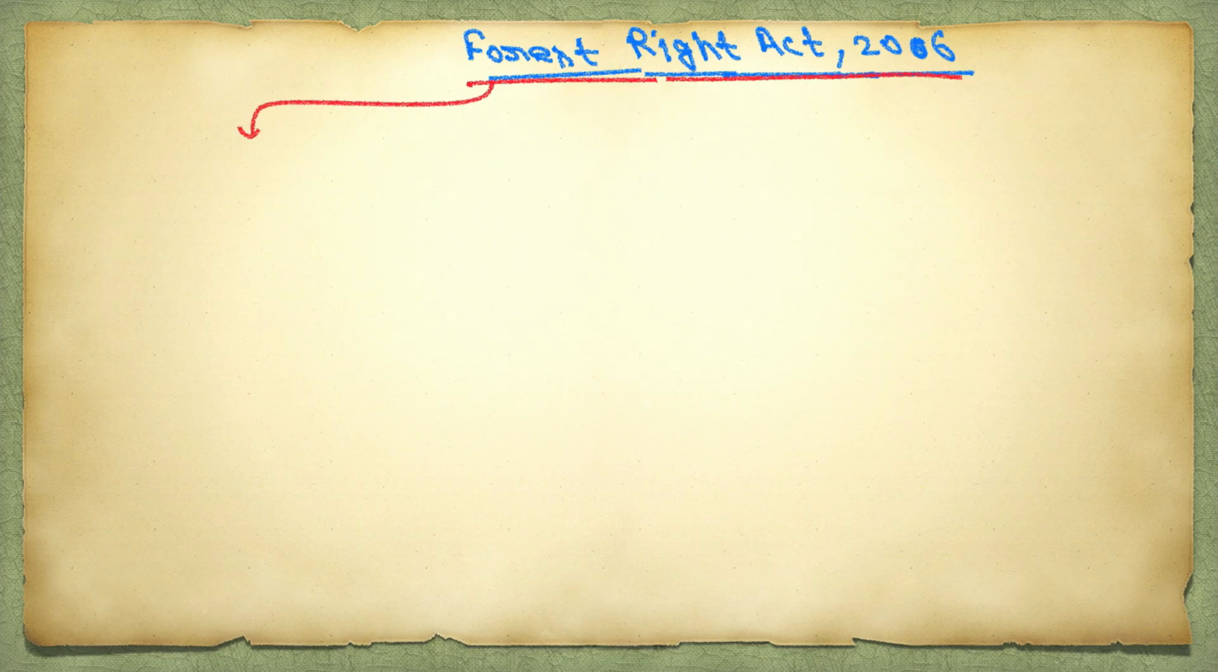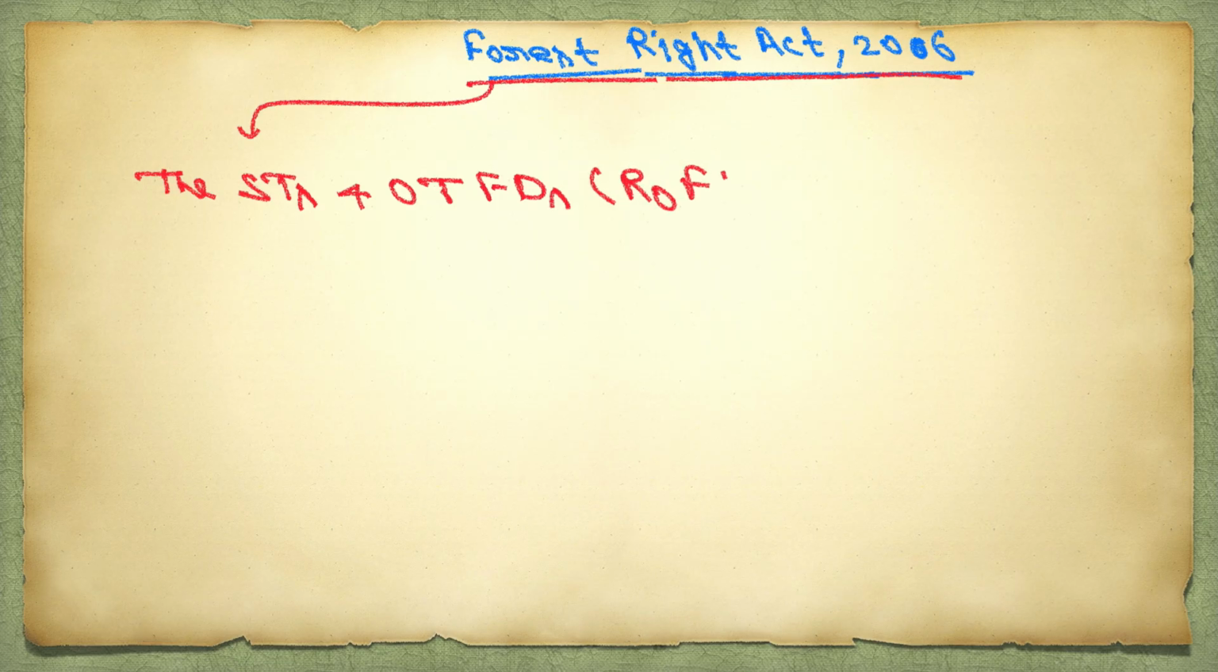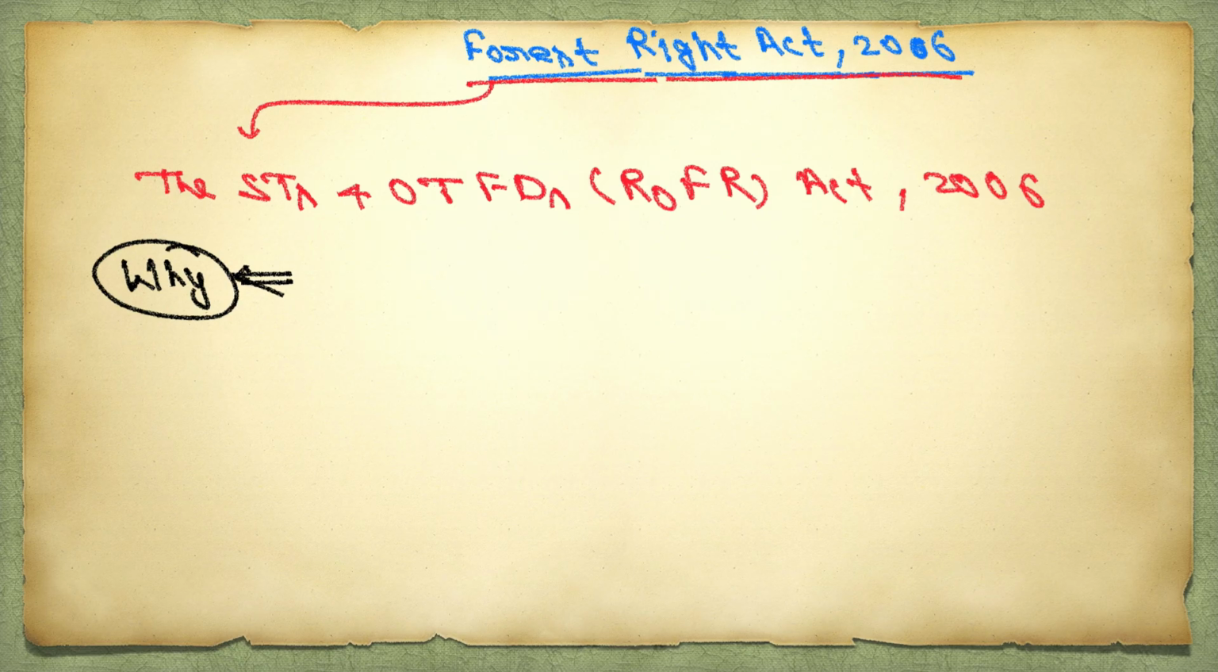This act, officially known as the Scheduled Tribes and Other Traditional Forest Dwellers (Recognition of Forest Rights) Act, 2006, that is the official name of this act. So first of all, we should know why the Forest Right Act was needed. What is the reason behind this act?